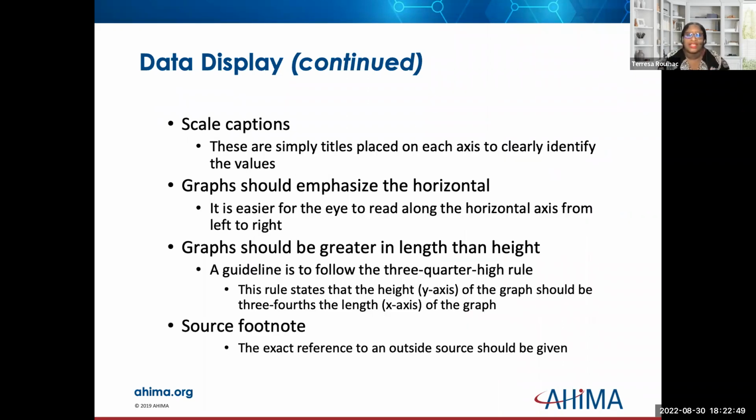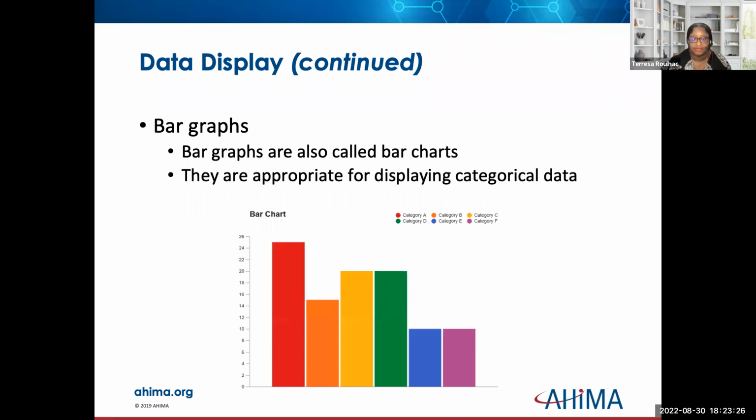Other things we look at are scale captions. These are, like you see, titles. They're placed on each axis. We want things to be easy on our eyes. When we are looking at a lot of information, you could get fatigued, but having it make sense does help make it easier to read. And then you look at your exact reference to outside sources, making sure you give credit to where you're getting this information from. Okay. Let's move into bar graphs.